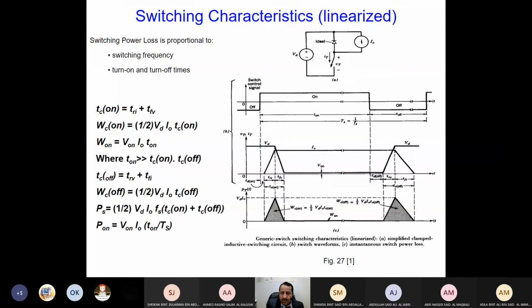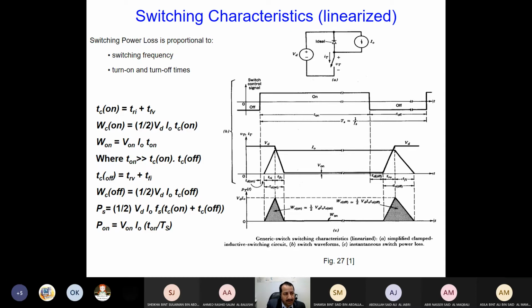Okay. Now you remember this circuit from last session. I will use it to explain. What happens when we switch on and switch off the transistor, the thyristor, the diode? What will happen?